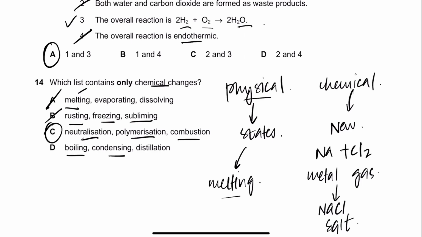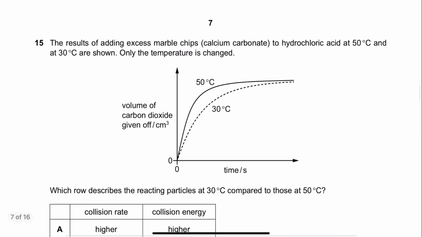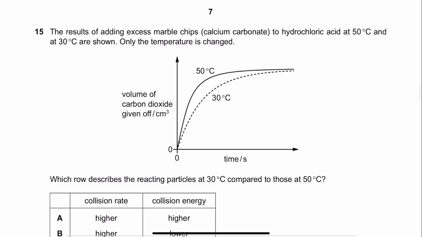Again, boiling, condensing is not a chemical change. So D is also not my answer. Distillation is also not a chemical change. Okay, so 14 is done, C was my answer.